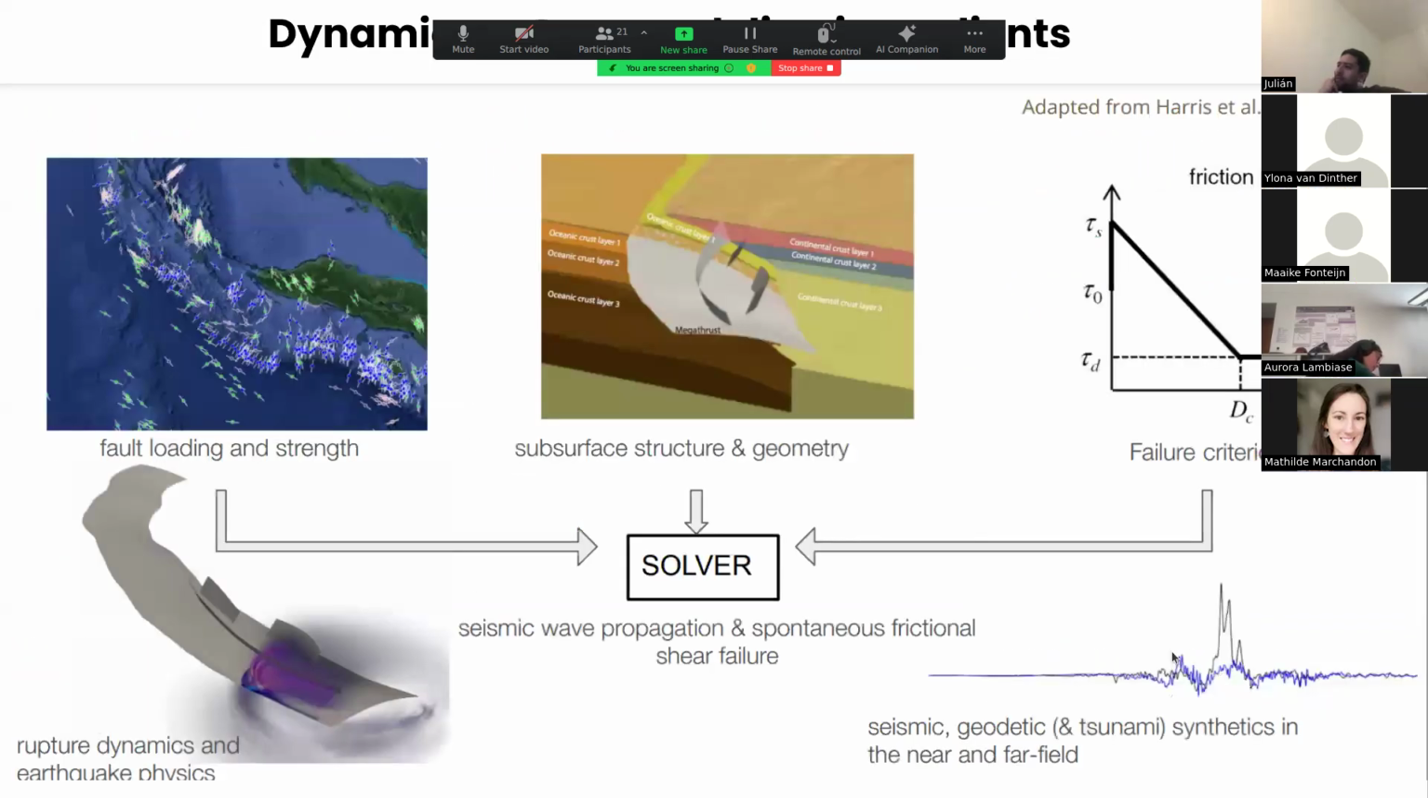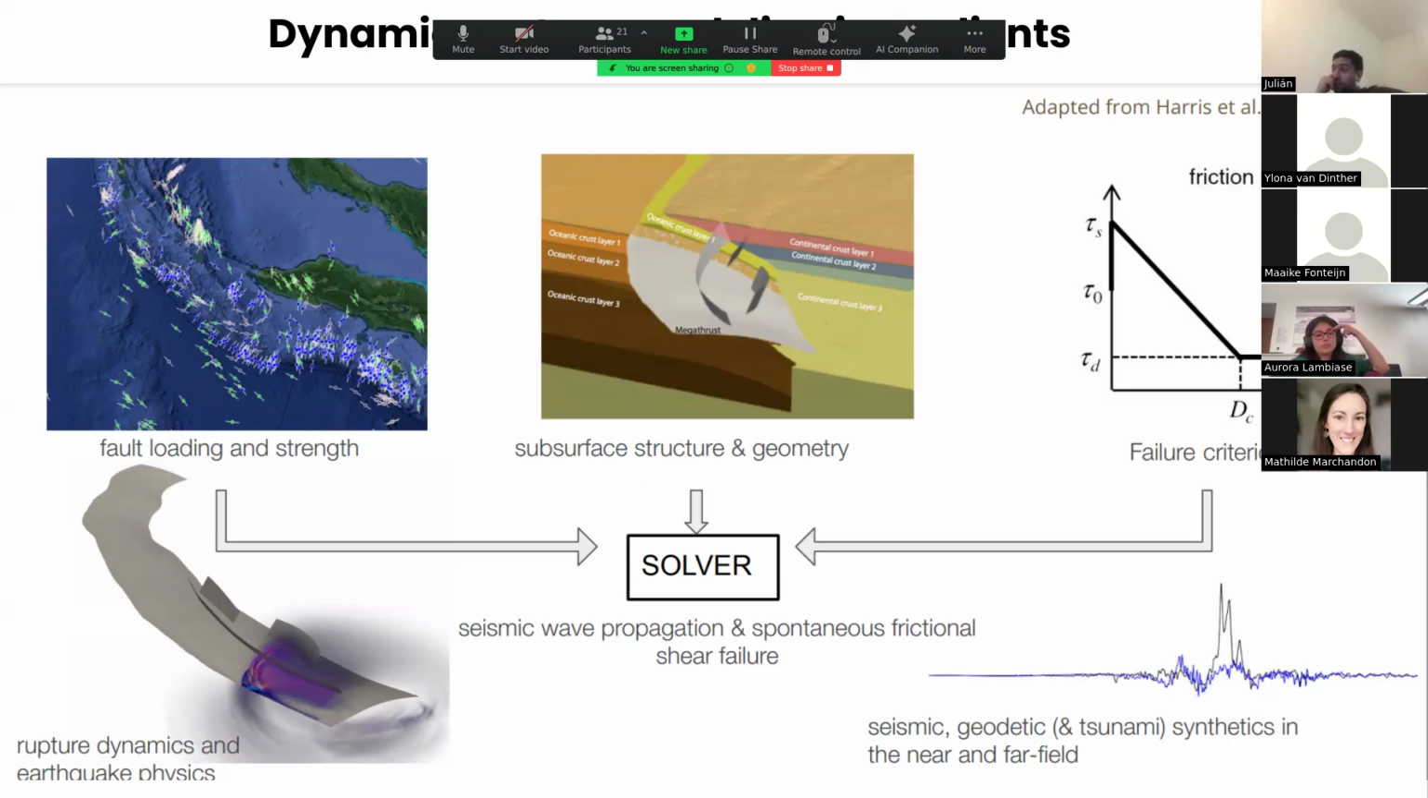So now let's look a little bit more in detail at the input parameters that we need to prescribe. We need to prescribe the initial stress and the fault geometry. We also need to prescribe the rheology of the medium. We need to choose a friction law that will define how the fault friction evolves with slip during the rupture. And then the output is the rupture dynamics on the fault.